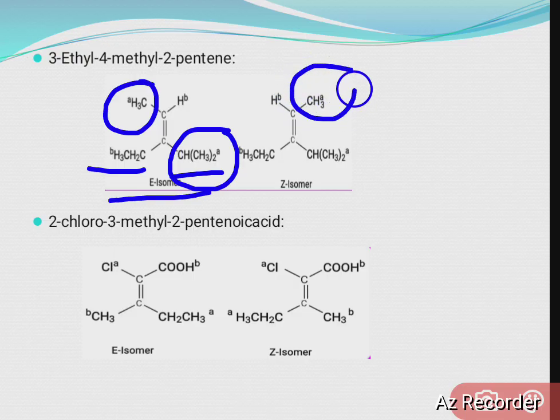Here this is the priority group. This is the other highest priority group. The two highest priority groups are present on the same side, which means this is the Z isomer.